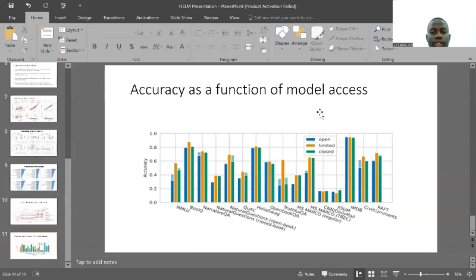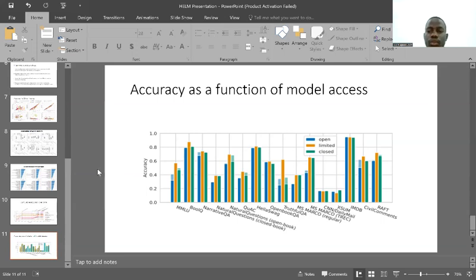So we have accuracy as a function of model access. Here we are comparing the different accuracy levels of these models in relation to their accessibility. By accessibility, we mean, do we have access to these models, or what level of accessibility do we have on these models? Blue represents models which had open access and can be publicly accessed. Yellow represented models with limited access, and green represented models with closed access, completely closed or private access.